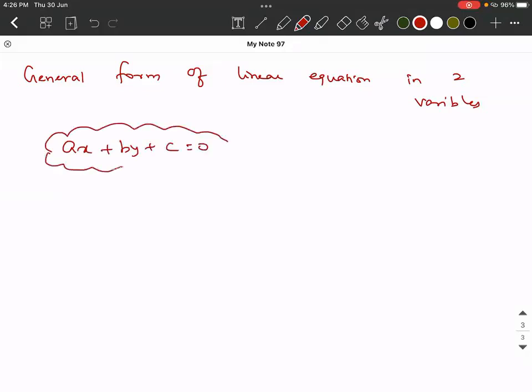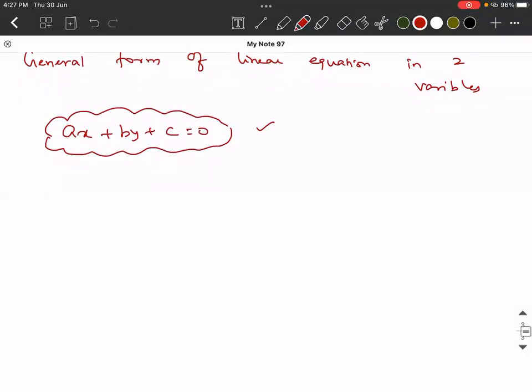Generally, whenever you try to write anything as an equation, after the equal to sign, you mostly try to have 0 as the value. That's why for a quadratic equation also, you would have written ax square plus bx plus c is equal to 0. You would have never written ax square plus bx is equal to c. That's not the general form. This is called the general form, where a, b, c are some real numbers.